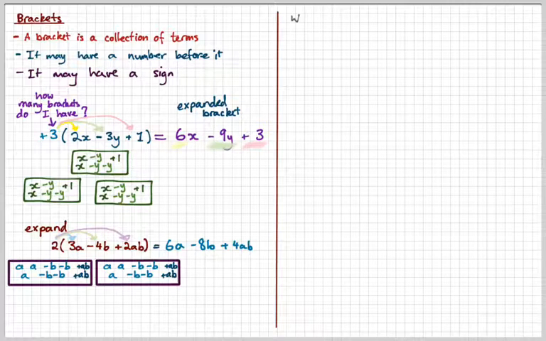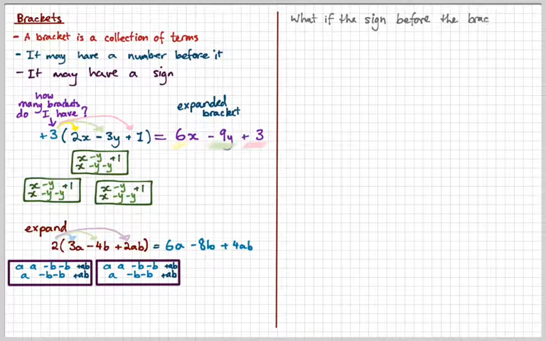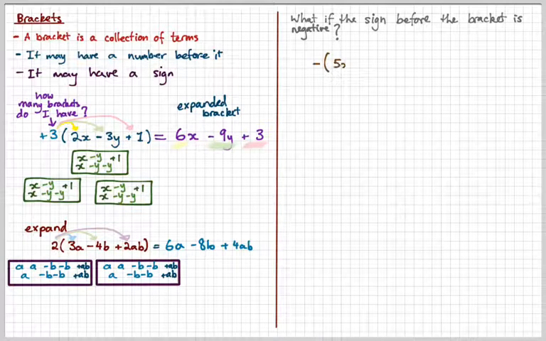Let's look at a situation now. What if the sign before the brackets is negative? So far we've just looked at positive numbers before the bracket. What if we have a negative number before the bracket? Like negative brackets, 5x minus 4y plus 2. Okay. So this one doesn't have a number. You could write a minus 1 instead of just a minus sign, but this makes sense.